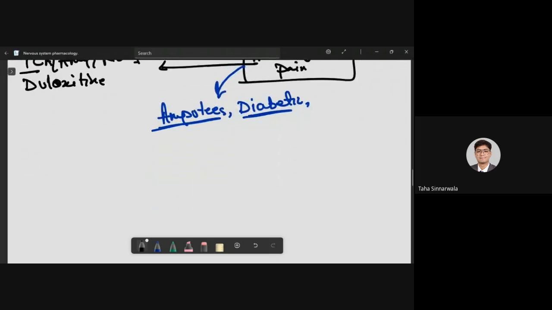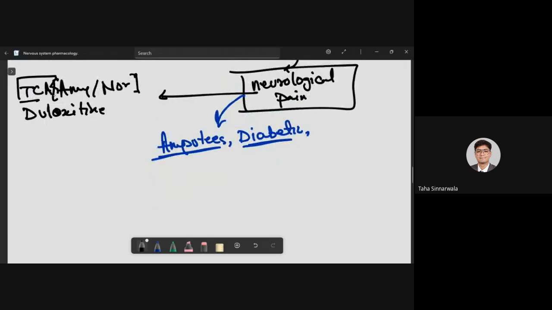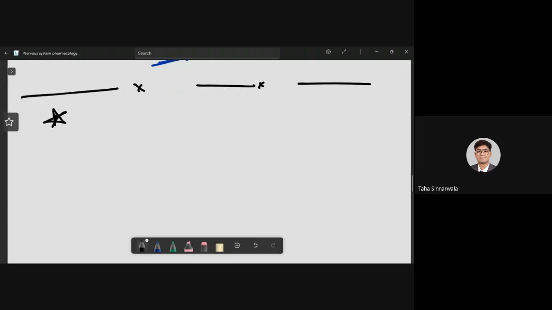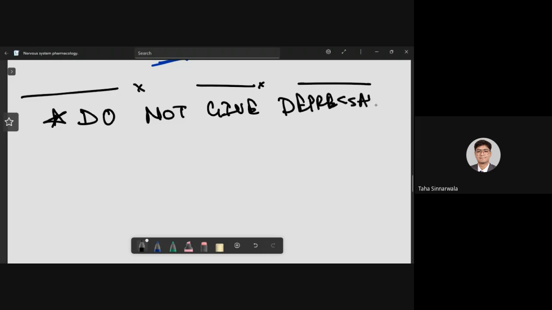So here, because we're talking about TCAs, there is an important thing that we need to say. And I will mark this with a star so you guys don't forget this. You do not want to give depressants to elderly. Why do you think we should not give depressants to elderly patients?